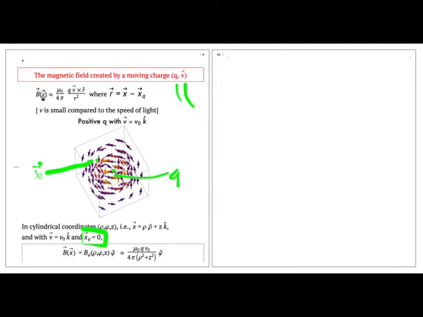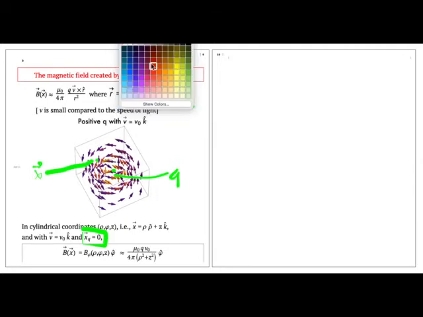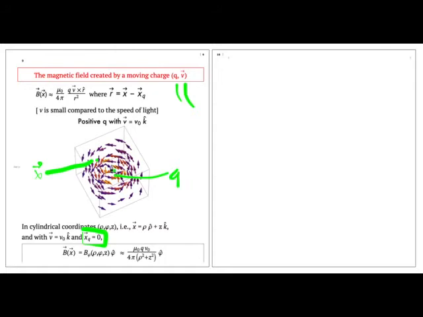The magnetic field at point x is mu naught over 4 pi, Q v cross r hat over r squared, where mu naught is the permeability of vacuum, Q is the charge of the moving particle, and v is the velocity of the moving particle. r is the vector from the particle to the point where I'm measuring the magnetic field.